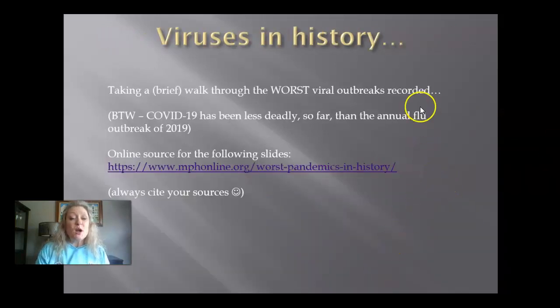So viruses throughout history, we're going to take a brief walk through some of the big famous pandemics that have been recorded in recorded history. And so far, things are unfolding, of course, but the COVID-19 disease has been less deadly than the annual flu virus. We're going to see how that unfolds and see if the numbers grow with that. But we're watching it because it's so easily transmitted. Tomorrow, why this particular virus is so easily transmitted.